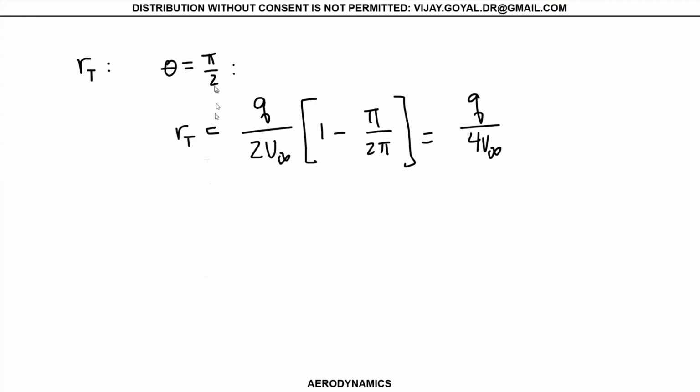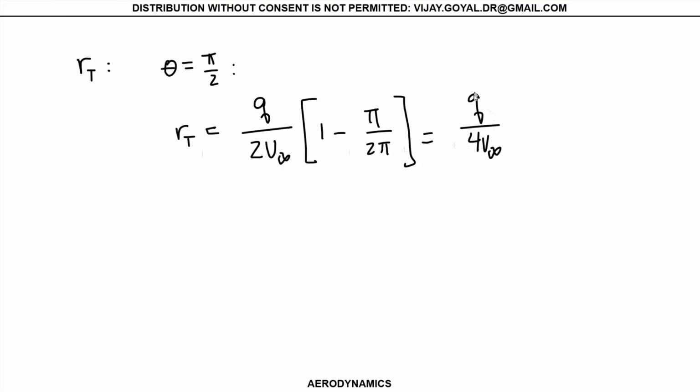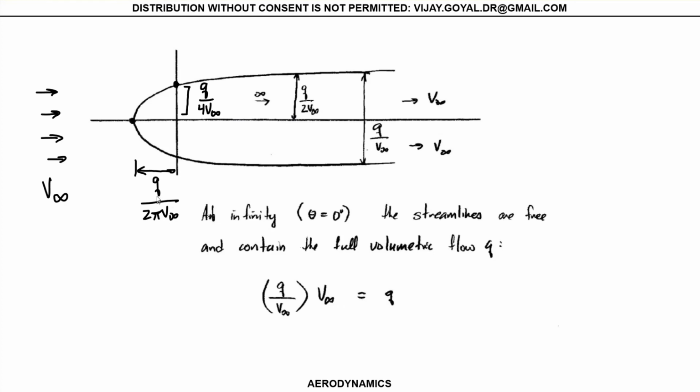So that distance is found by taking pi over 2, and we will derive this equation, so put pi over 2 there, and you find the value is q divided by 4 times v infinite. Okay? So your problem basically, this is the location of your stagnation point from your source, q over 2 pi v infinite, and this is RT, q over 4 v infinite.